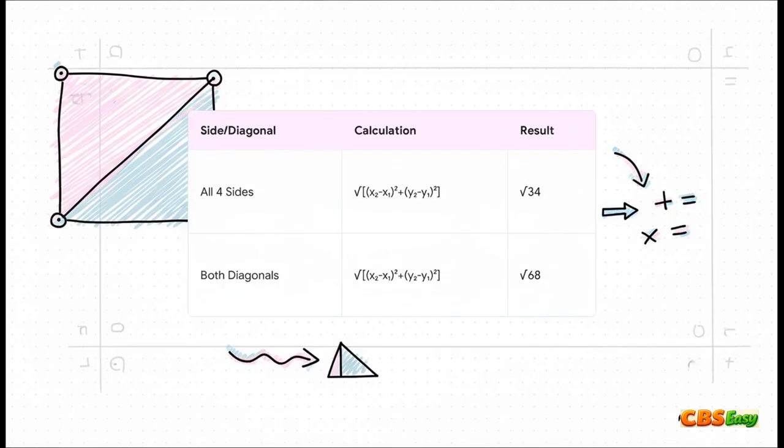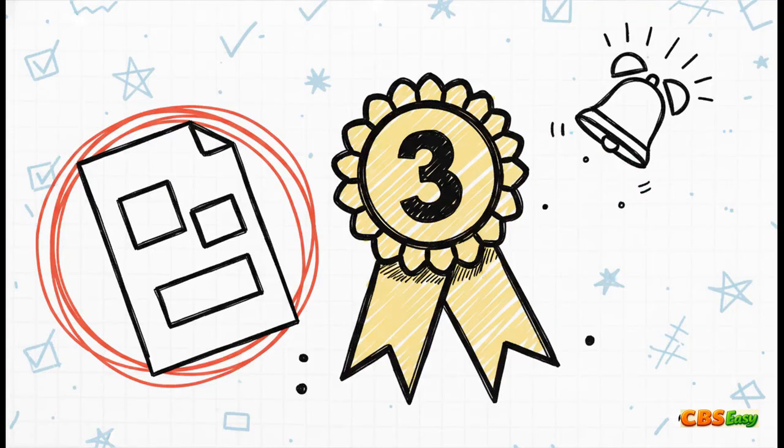Then, both diagonals come out to be the square root of 68. Condition 2. Check. Once you have that, you just write your conclusion. Since all sides are equal and the diagonals are equal, the given points form a square. Boom! Full marks.